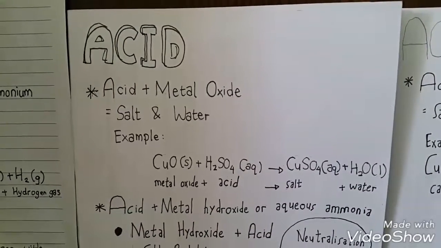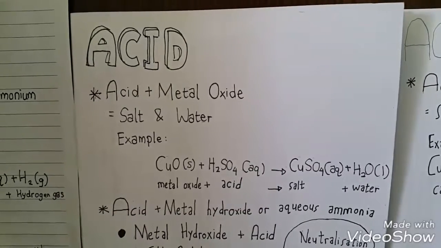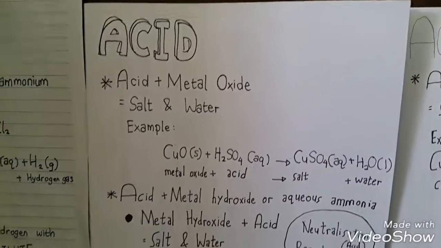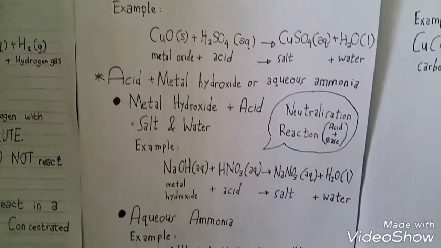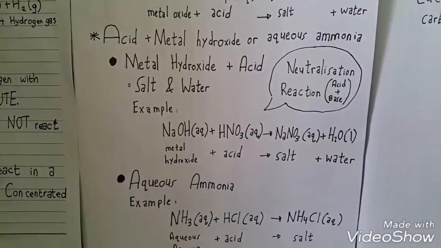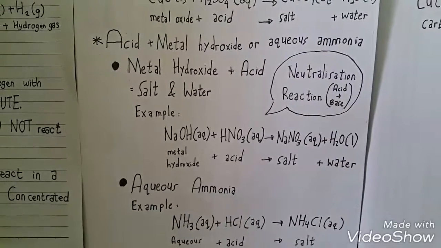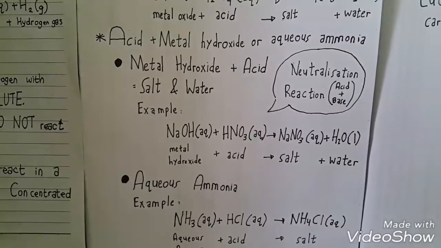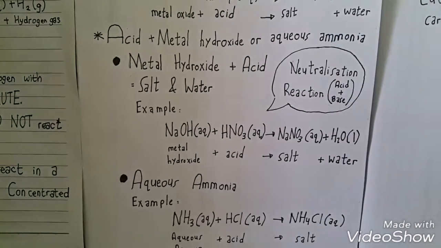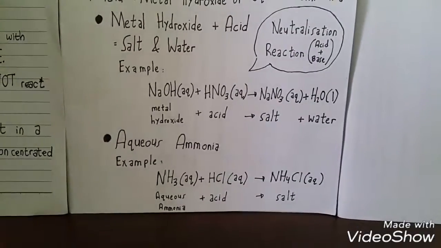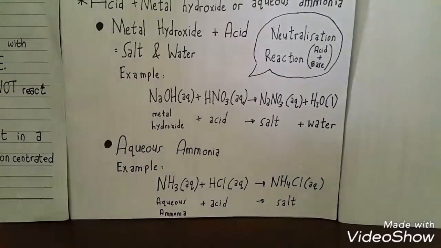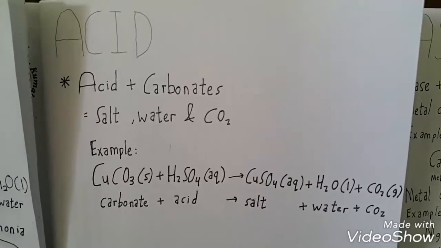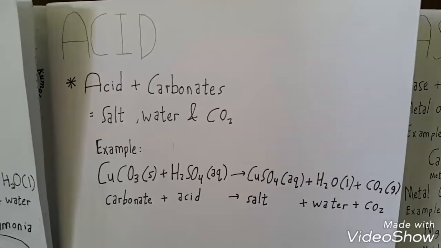Acid plus metal oxide forms salt and water. This is the example. Metal oxide plus acid forms salt plus water. Acid plus metal hydroxide or aqueous ammonia. Metal hydroxide plus acid forms salt and water. This is the example. Aqueous ammonia. This is the example. This is a neutralization reaction. Acid and carbonates form salt, water, and CO2. This is the example.